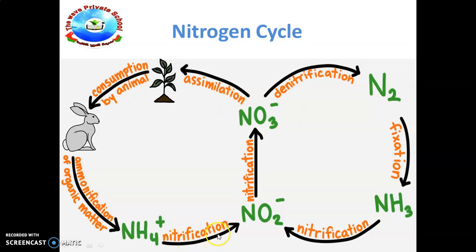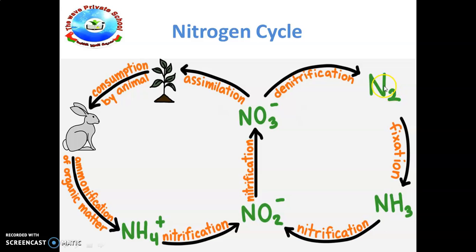In the process of nitrification, it turns into nitrates, nitrate ions. These are the nitrates NO2 and NO3. After nitrification, these will be taken again by the plants in the process of assimilation. And these nitrate ions and ammonium ions undergo denitrification. That means in the process of denitrification, nitrogen gas is released again into the atmosphere.